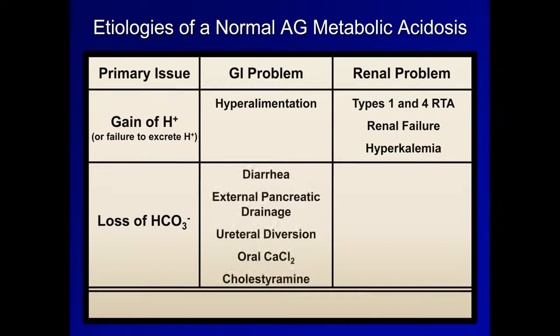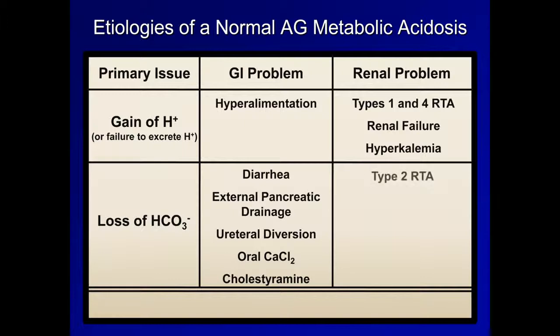Loss of bicarbonate in the GI tract is most commonly the result of diarrhea, but can also be due to surgical procedures such as external pancreatic drainage and ureteral diversion. Oral calcium chloride can be converted to calcium carbonate in the gut lumen, providing a pathway for intestinal loss of bicarb. Cholestyramine is an anion exchange resin meant to exchange chloride with bile salts and thus aid in their elimination. However, bicarbonate can also bind to cholestyramine, leading to a metabolic acidosis, though this rare side effect is seen predominantly in patients with baseline renal insufficiency.